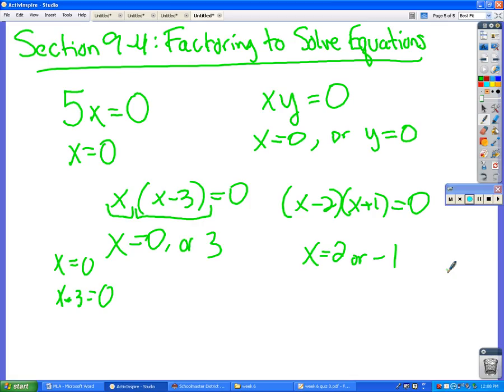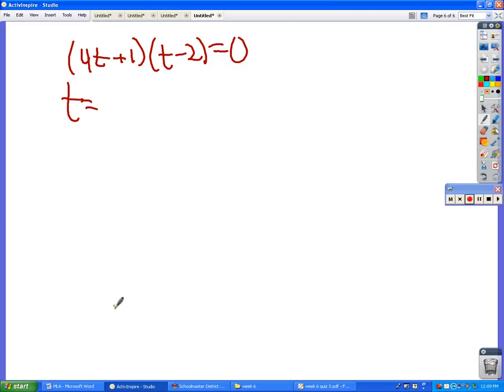Okay? So all of these problems are the same. You have 2 things being multiplied together to equal 0, so that means one of them has to equal 0. Okay? And then finally, we can get crazier and do the last one. What if 4t plus 1 times t minus 2 equals 0? What would t have to equal? My two choices.